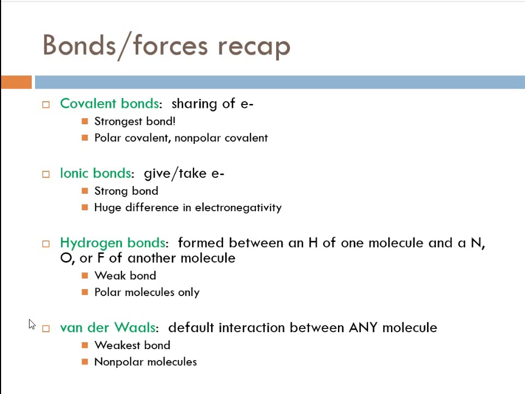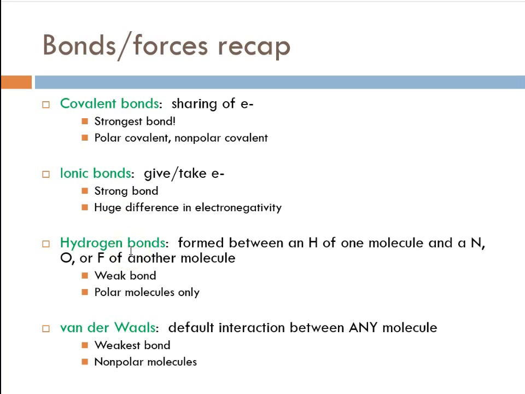But if we were to put these bonds in the sequence of strength to weakness, covalent bond would be the strongest. Remember, they're the ones that share the electrons. They could do it polarly or non-polarly. Ionic bonds would be next, where one will take the electron and the other one will give it away. One will become positive and one will become negative through that charge.